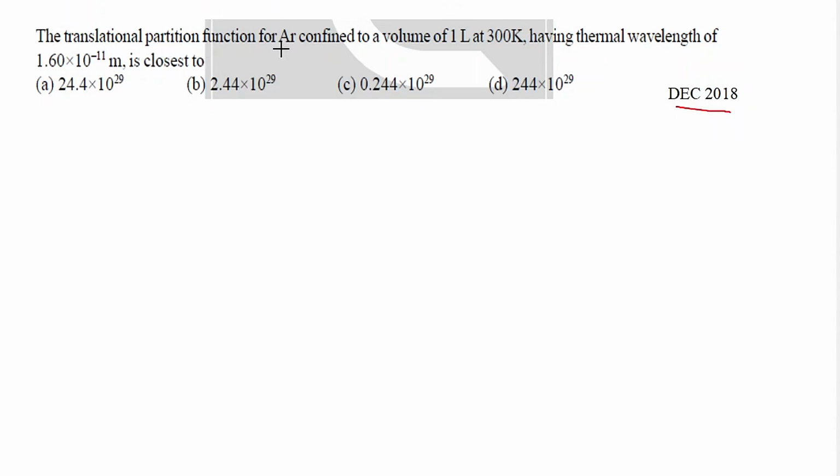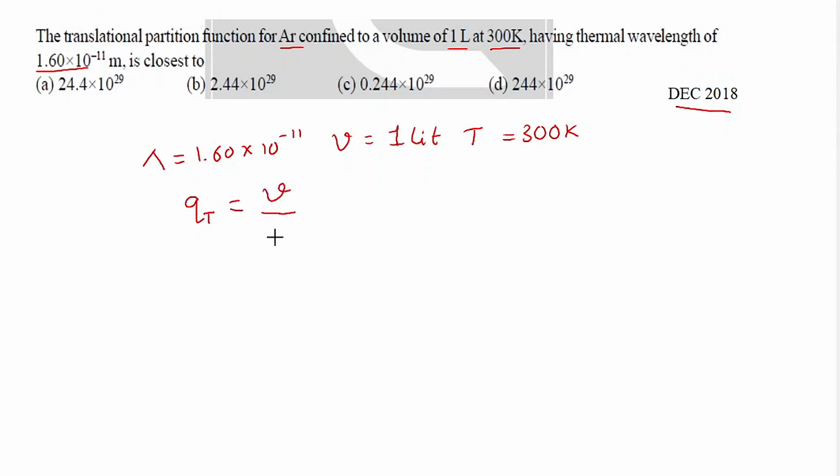The translation partition function of argon, which is confined at volume of 1 liter at 300 Kelvin, we have to find, having the thermal wavelength this much, is close to. So we have given thermal wavelength capital lambda 1.60 into 10 raised to minus 11, volume is given, that is 1 liter, temperature is given, that is 300 Kelvin, and we have to find the translation partition function. We know it is V upon capital lambda cube. Okay, so V is given, also capital lambda is also given.